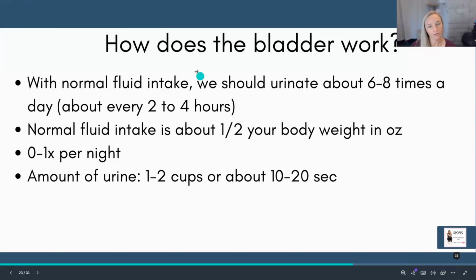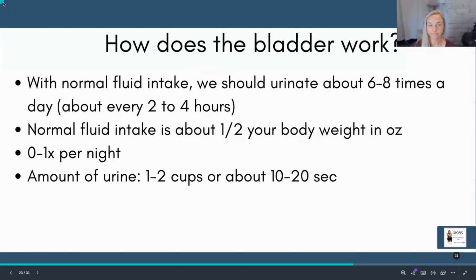This is a general guideline. Some people, that might be too much depending on your body weight and height. So within reason, it would be a good thing to talk about with your provider on what the right amount of water fluid intake would be for you.